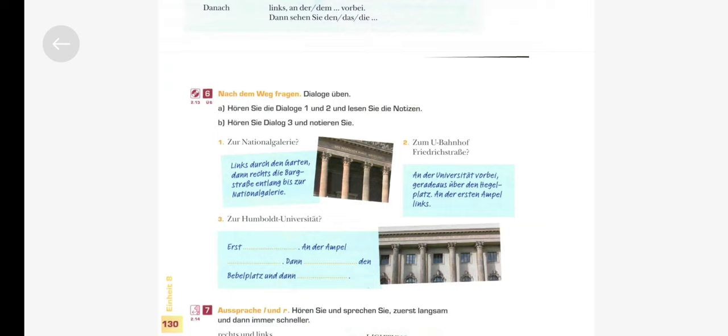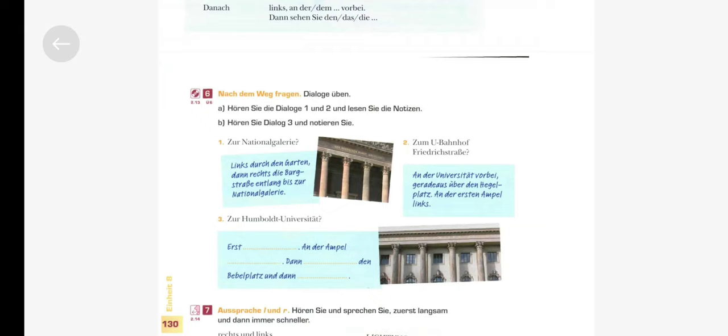Dialog 2. Bitte, ich möchte zum U-Bahnhof Friedrichstraße. Wie finde ich den? Kein Problem. Hier an der Universität vorbei, geradeaus bis zum Hegelplatz. Gehen Sie über den Platz bis zur ersten Ampel, dann links. Sie kommen direkt auf den U-Bahnhof zu. Vielen Dank.